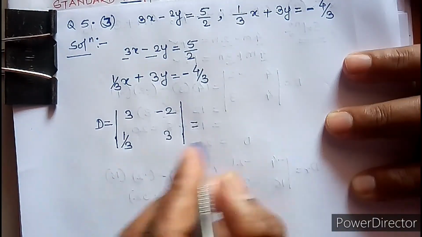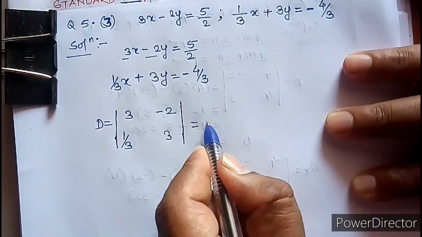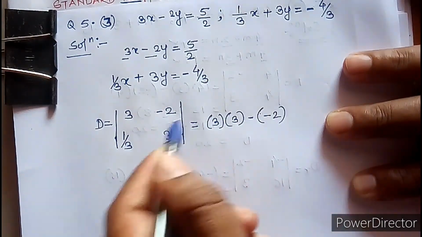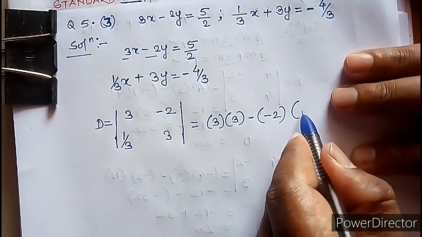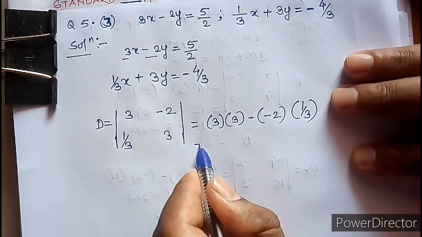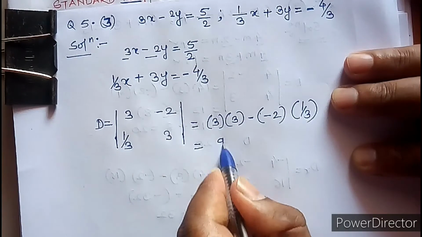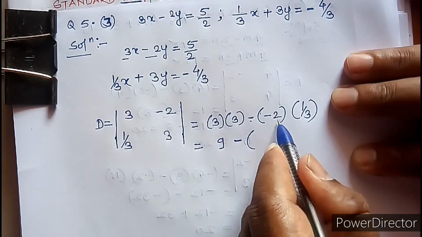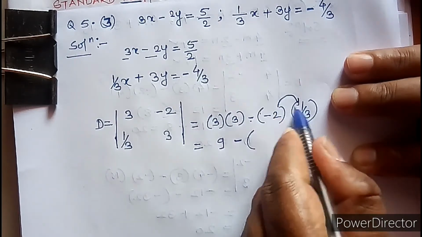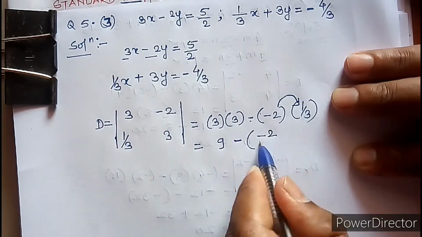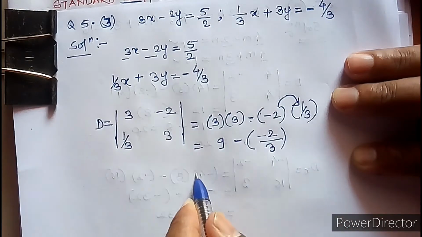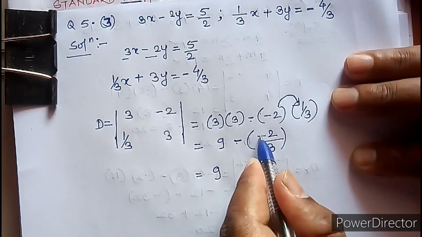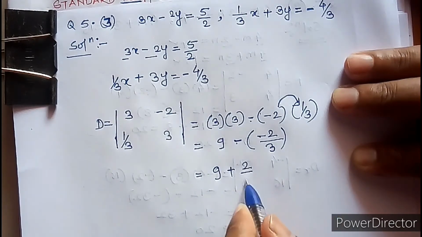Now you can easily calculate the value of d, that is 3 into 3, multiplied with 3, minus this minus 2 will be multiplied with 1 by 3, that is 1 by 3. Now here equals 3 into 3, it is 9, minus, as it is, minus 2 into 1 by 3, that means minus 2 will be multiplied with this numerator, that is minus 2 divided by 3. Now here we get 9 as it is. Now this minus will be plus 2 by 3 here.